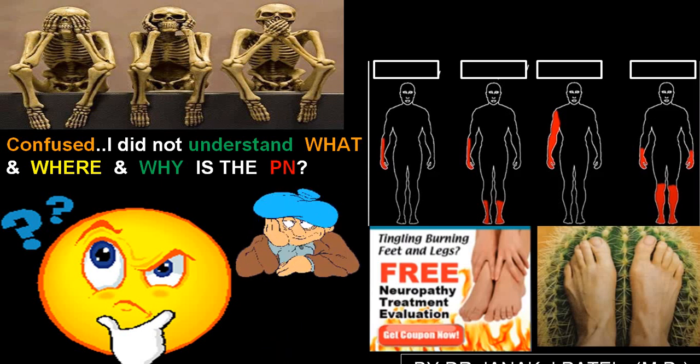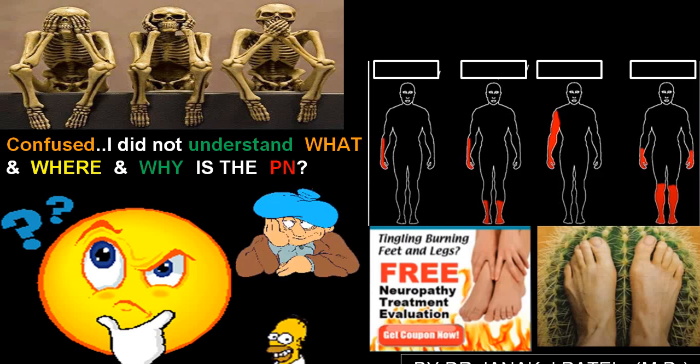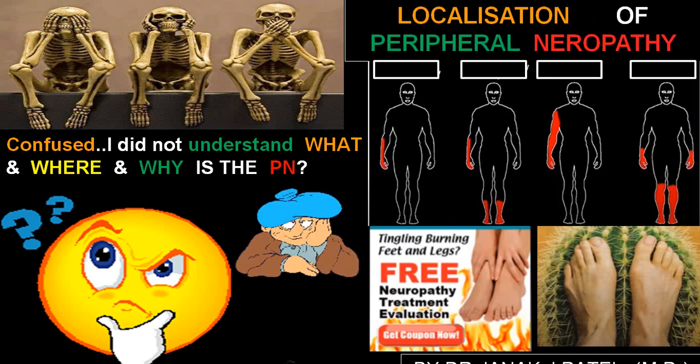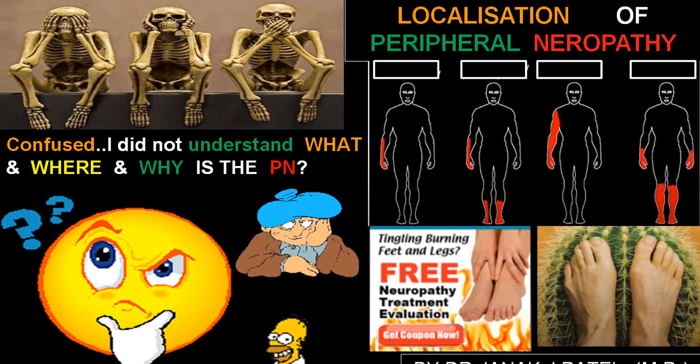Good number of times we get confused. What is the lesion, where is the lesion, and why is there a peripheral neuropathy, and what exactly is the reason for peripheral neuropathy, what is the etiology, what type of peripheral neuropathy, etc.